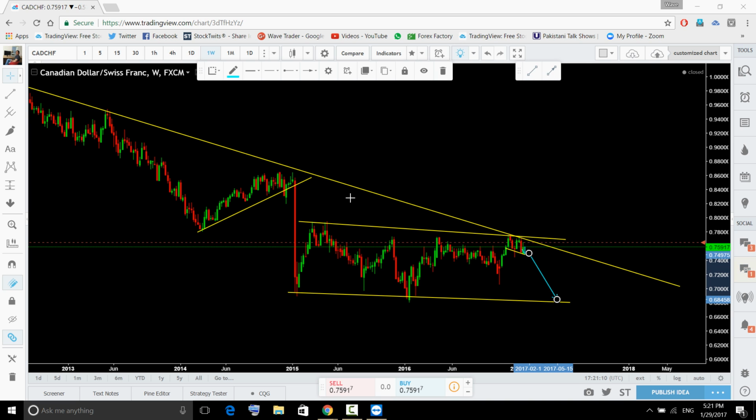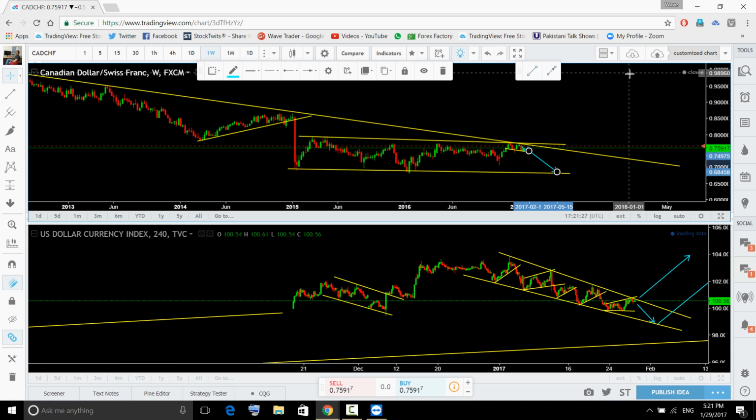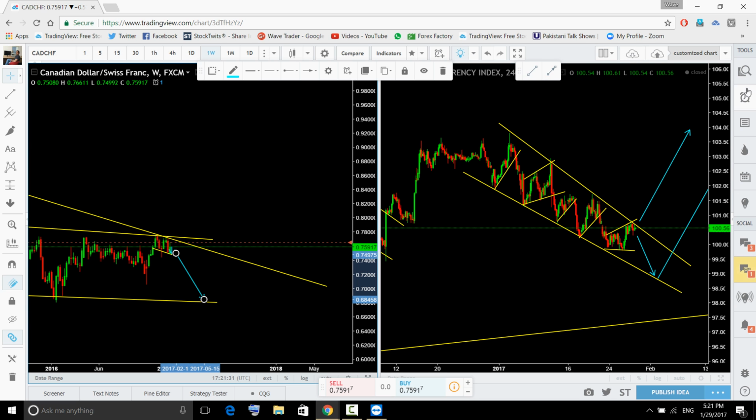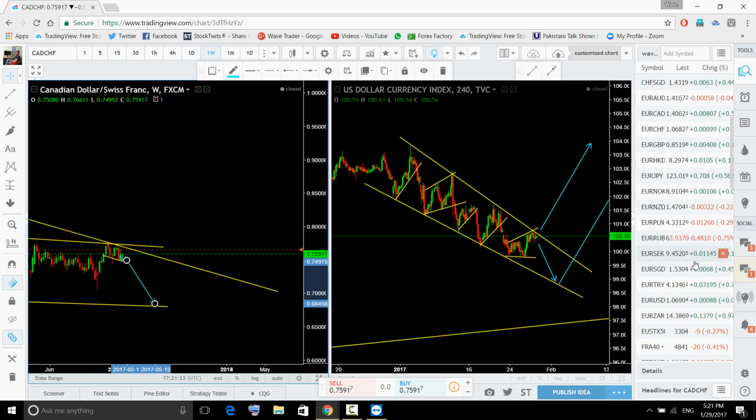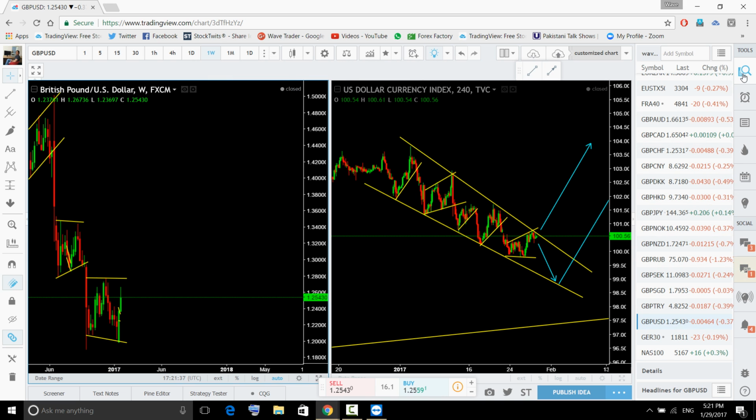We can see the impulse is very strong over there, and we are anticipating this pattern, the same as on the pound dollar. Let me show you that example. But this pattern is much bigger than the pound dollar.